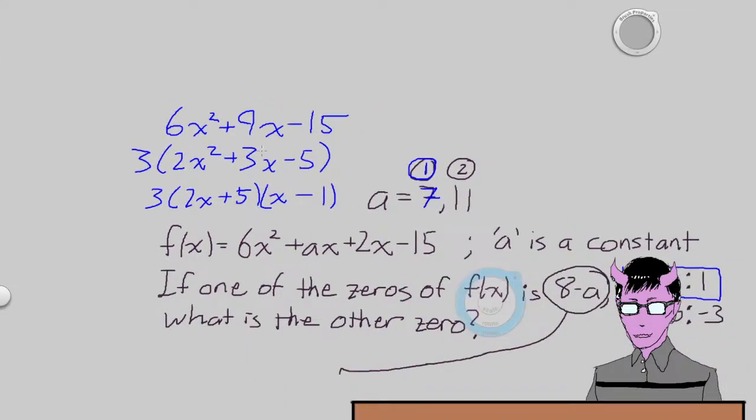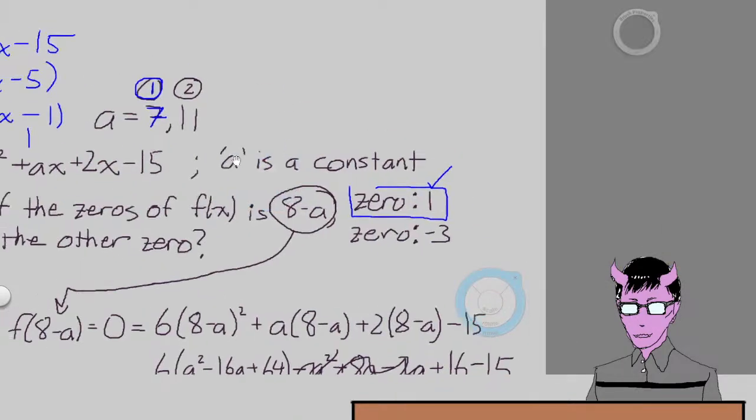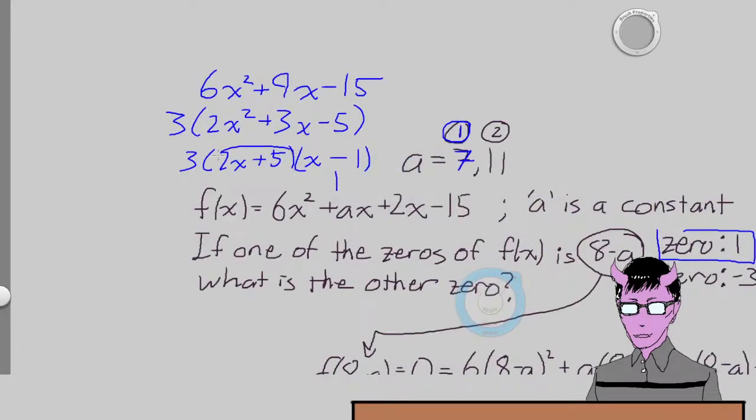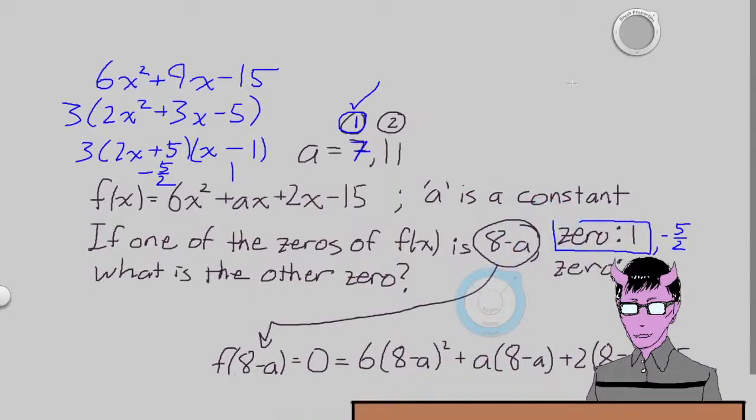Again, this is scenario 1. If a value is equal to 7, then one 0 is 1, which confirms that's the one we were given. And then the other 0 is going to be negative 5/2. So that's the second 0, if the first 0 was 1. So this one seems like a legit situation.